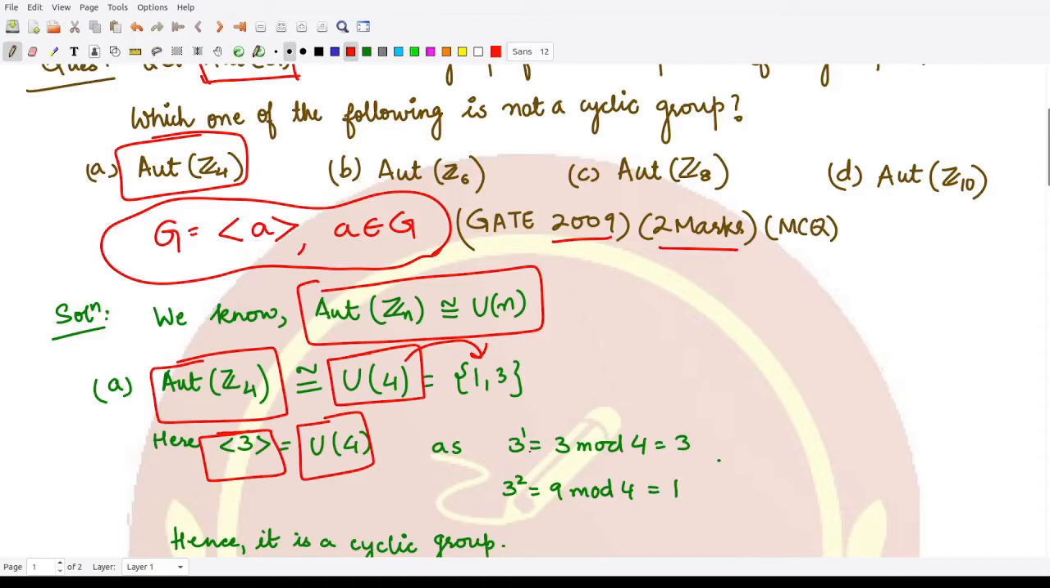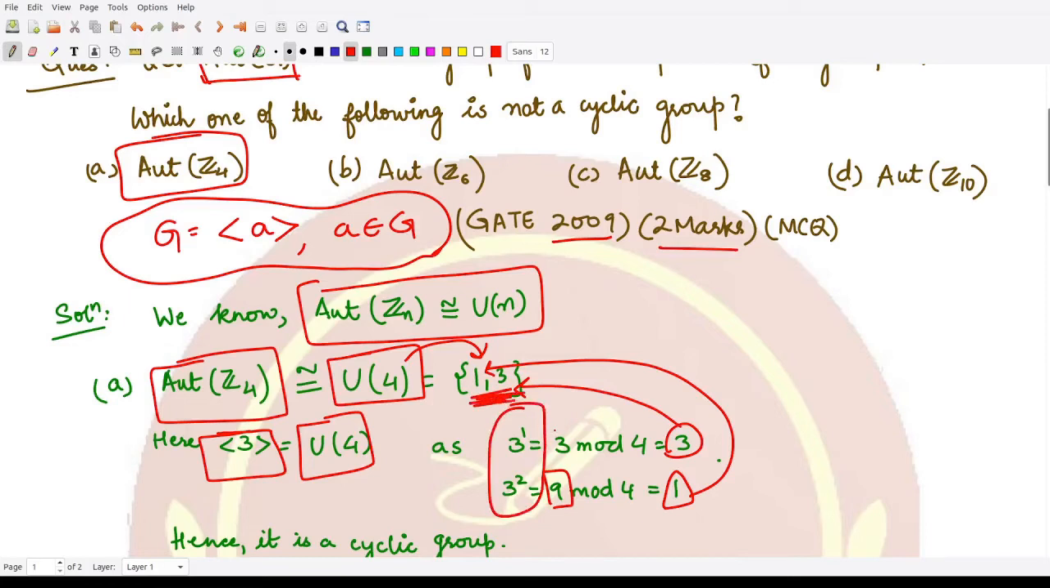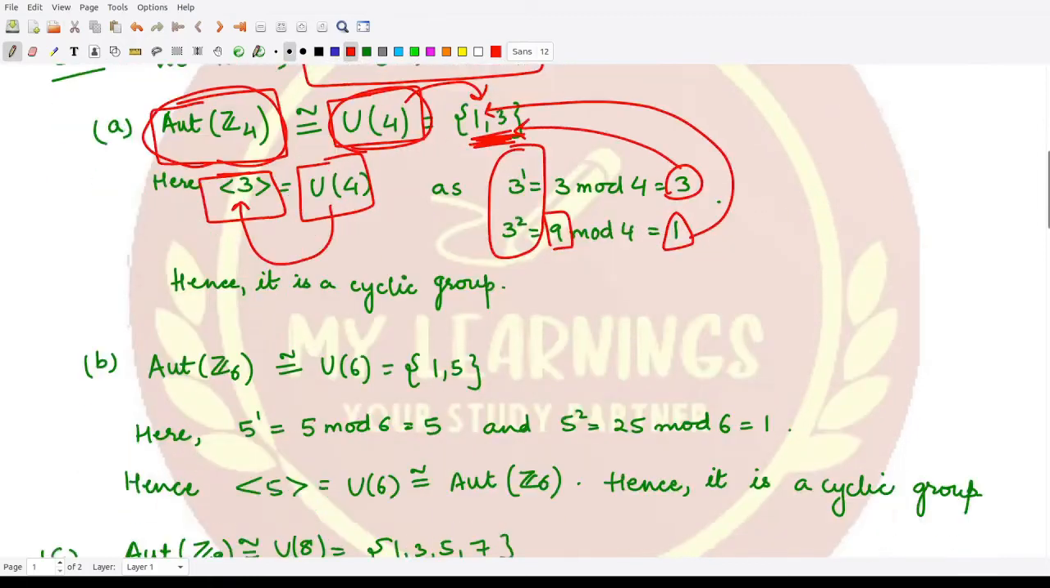How? Because if you take 3 raised to power 1, we have 3. So 3 mod 4 is just 3, which is a member of this group, correct? Next, if we take 3 raised to power 2, that is 9, and 9 mod 4 is 1. So this is the second member of this group. So taking just 2 powers, we obtain all the elements of this group. Hence 3 is a generator, and hence the group is generated by this 3. Hence we may write U of 4 is equal to the group generated by 3. And because U4 is cyclic, this group, the automorphism of Z4, is cyclic. Why? Because they are isomorphic to each other.